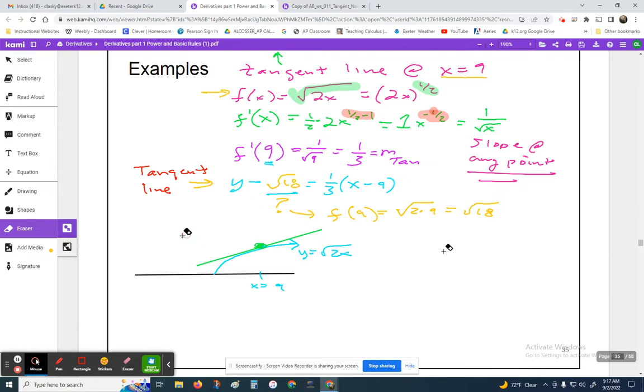All right. So we know that. Now, it is asking us to find the normal line. So now we need to find the normal.